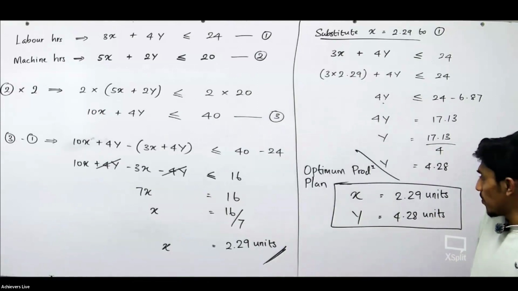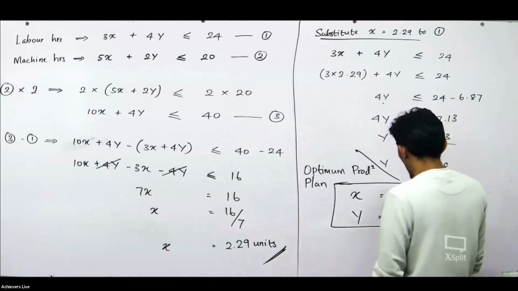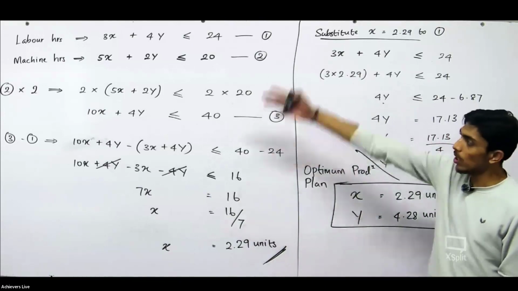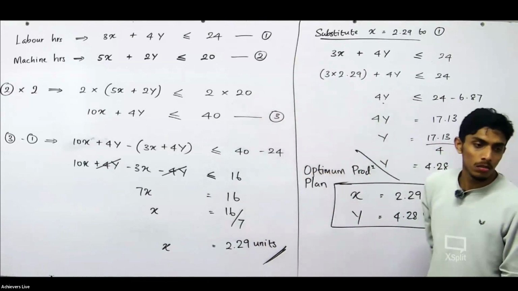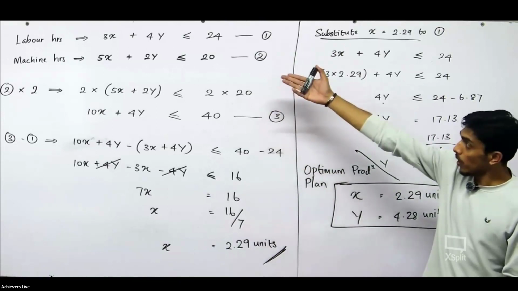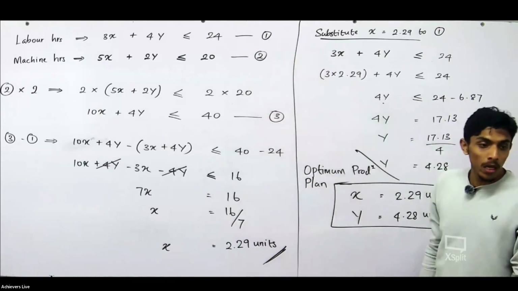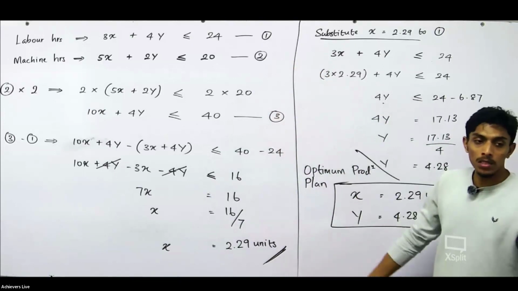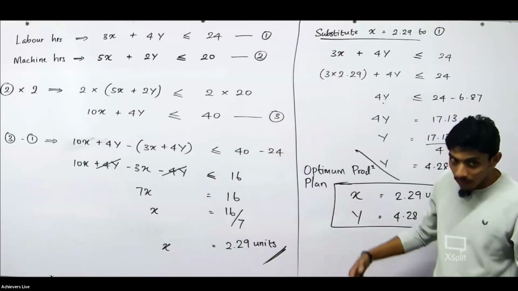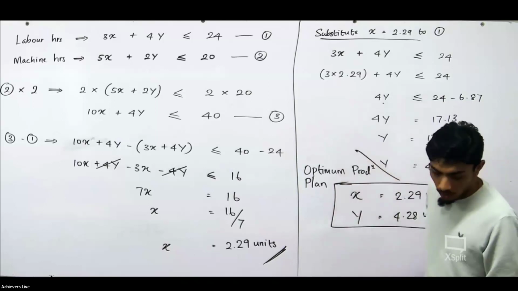Now you might be thinking, sir, how are you telling this will give you the maximum contribution? Why can't you get the maximum contribution if you produce only X? Can't you get the maximum contribution by only producing Y? Won't it maximize the contribution? We have to check. Later we'll check. Right before that you can write this.